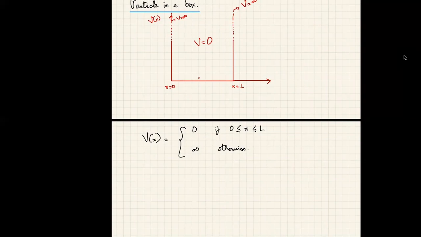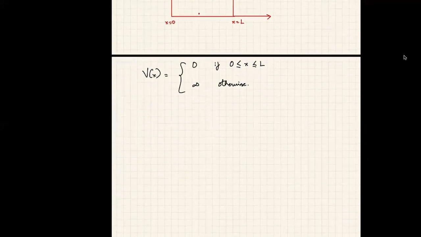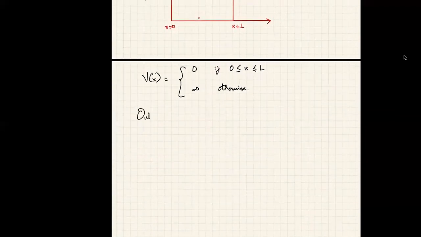Since the particle can never be found outside the box, in the regions beyond x equals 0 and x equals L, obviously the wave function has to be 0. Because remember that the probability of finding the particle is psi square, right? And psi square can be 0 only if psi is 0. So beyond x equals 0 and x equals L, the wave function should be identically equal to 0. So we are required to solve the Schrodinger equation inside the potential box. Outside the well, or outside the box, psi equals 0.